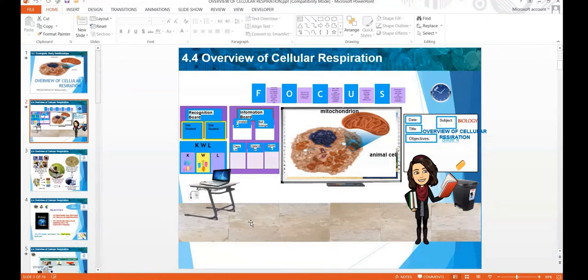Today's topic is Overview of Cellular Respiration, which is topic 4.4 from your textbook. It is on page number 107. Okay.